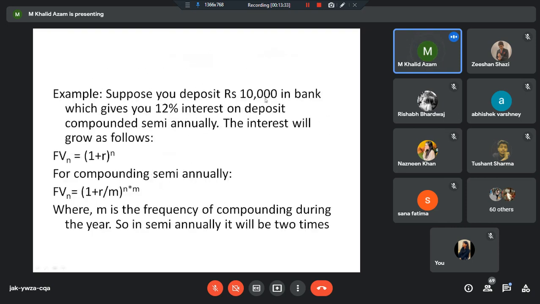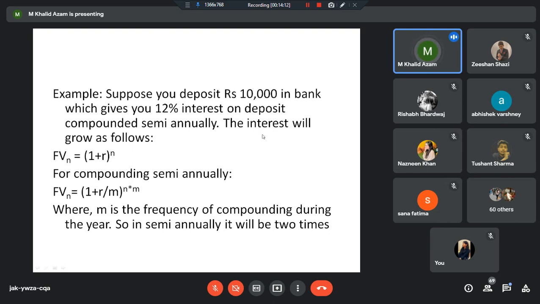You deposit 10,000 in a bank, which gives you 12% interest on deposit, compounded semi-annually. So how are we going to calculate? The interest will grow as follows. See here, 10,000 you are depositing. It is a one-time deposit. So if we are taking the example of a one-time deposit, 10,000 you have deposited. The bank has promised you 12% rate of interest, and you are going to deposit it for 1 year. So this is a calculation meant for a 1 year period. So compounded semi-annually, in this case, within 1 year, it will be compounded twice.